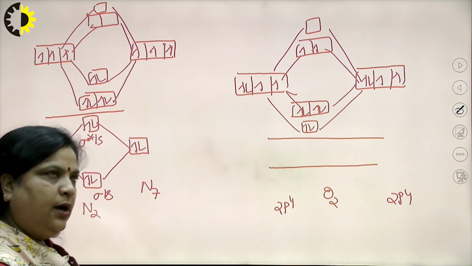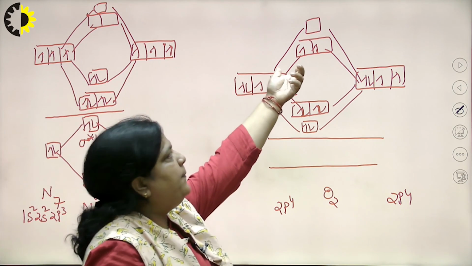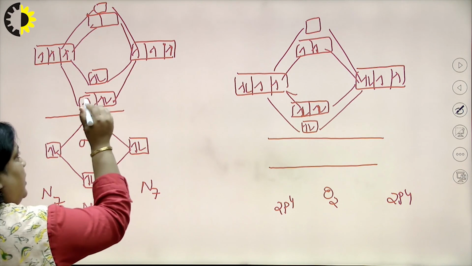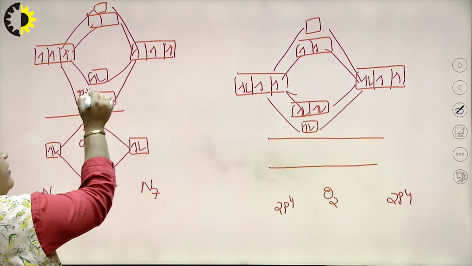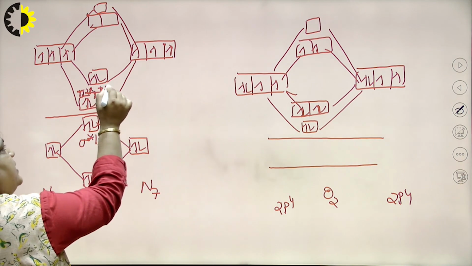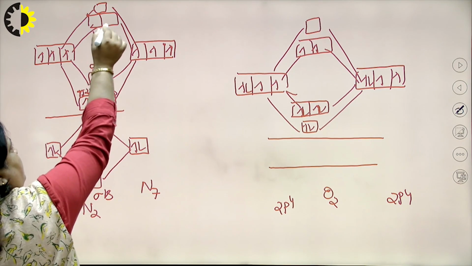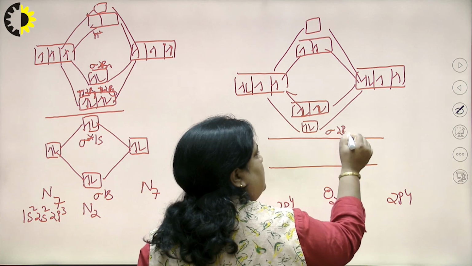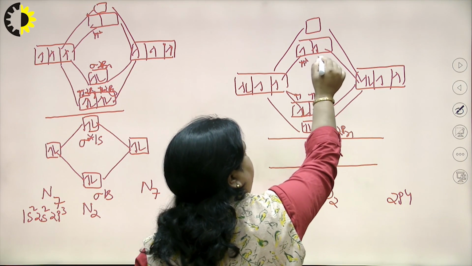If we cross check from the configuration, then pi star py and pi star pz. And when we draw the diagram, it is compulsory to write pi 2py, pi 2pz, sigma 2px, then pi star and then sigma star. Same: sigma 2px, pi 2py, pi 2pz, pi star 2py, pi star 2pz.